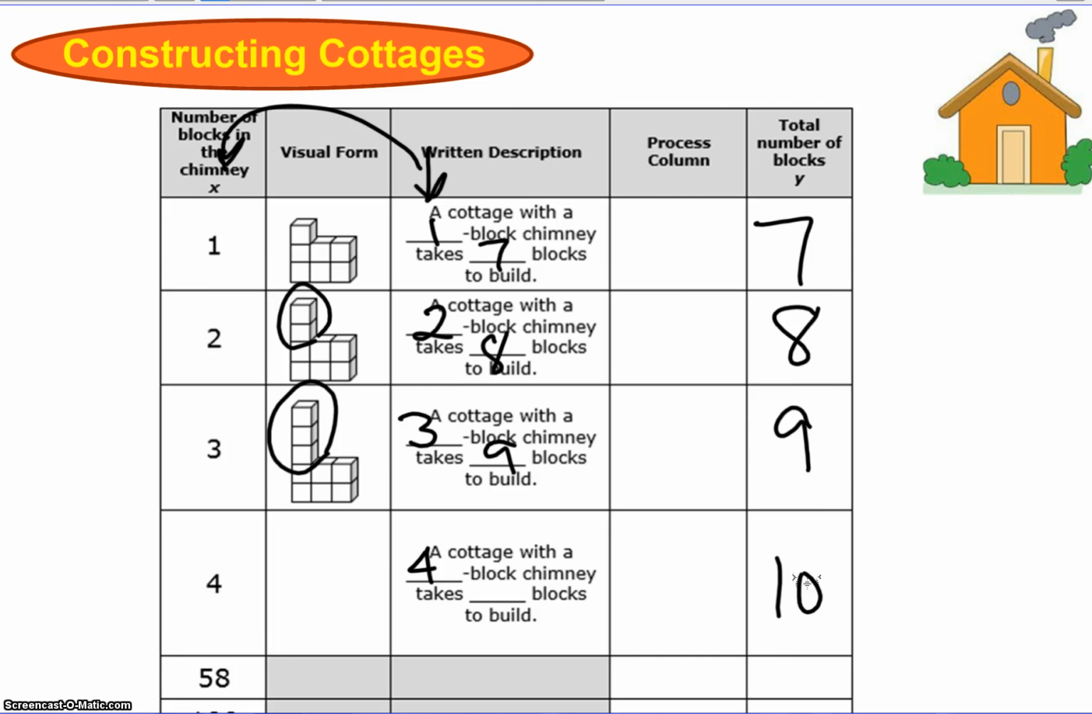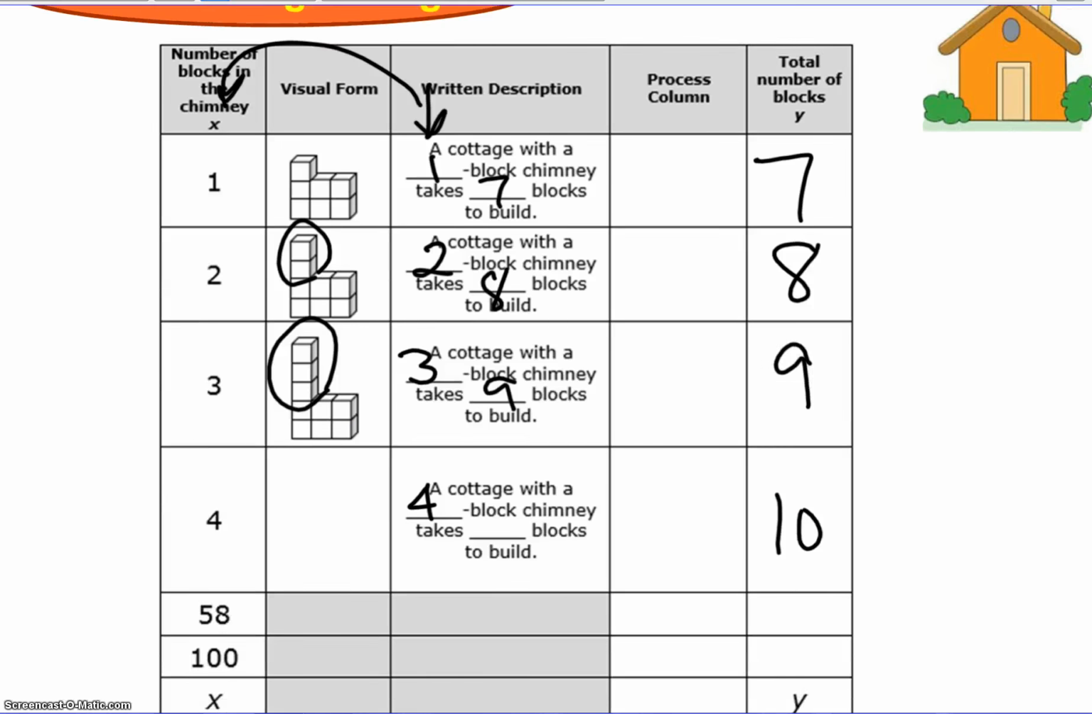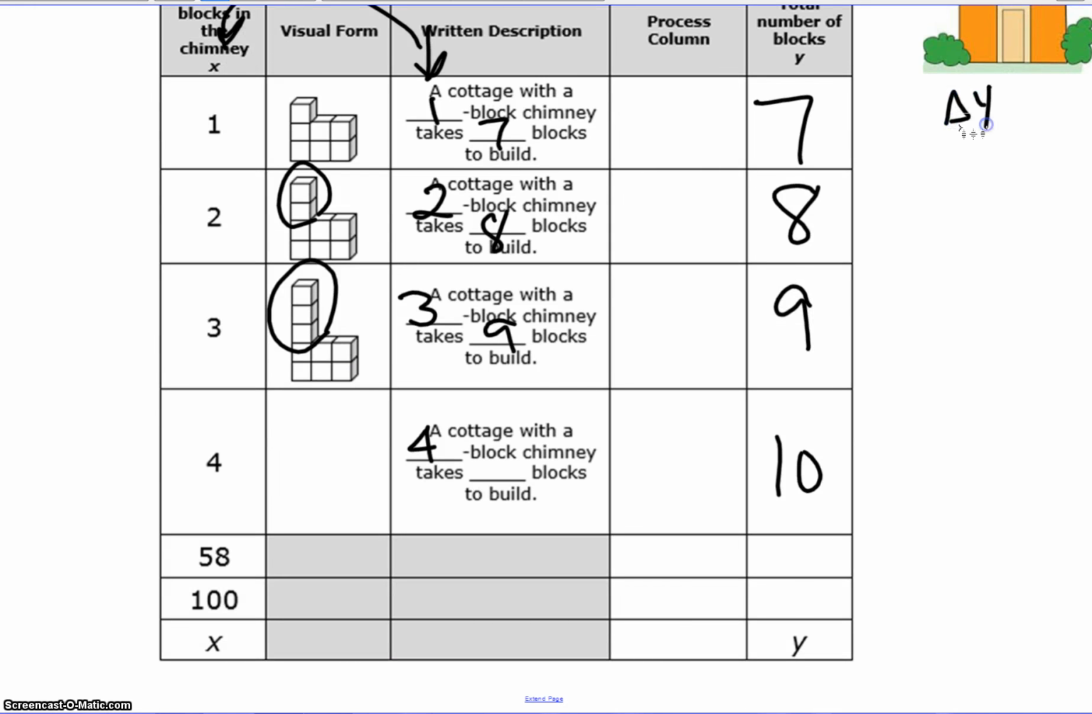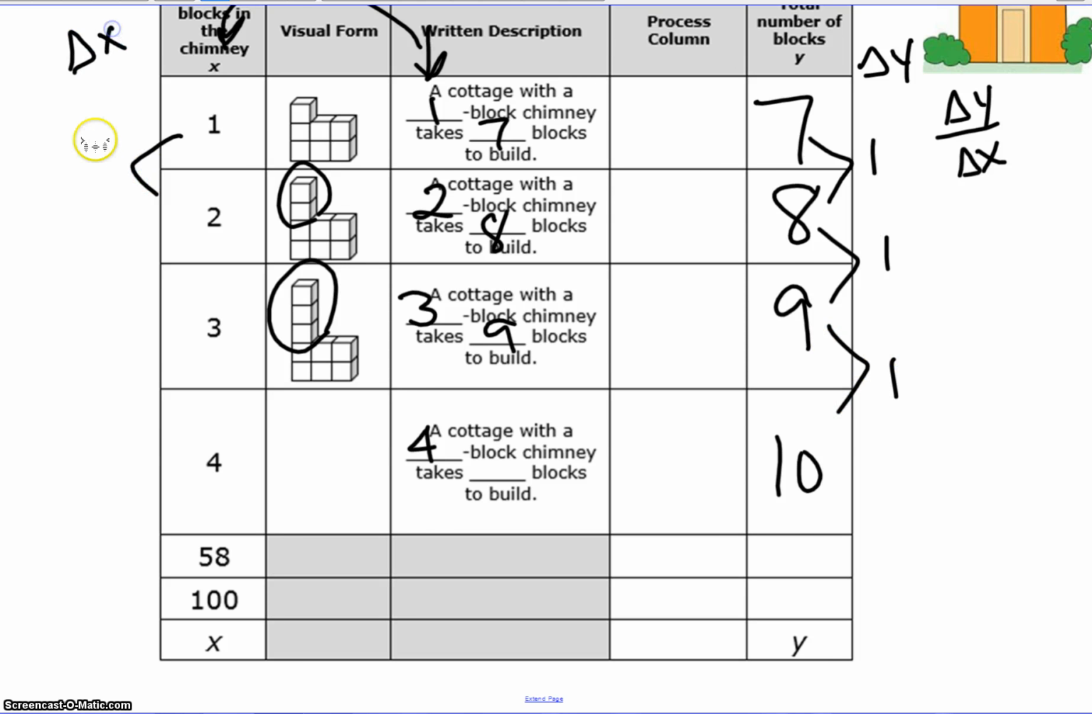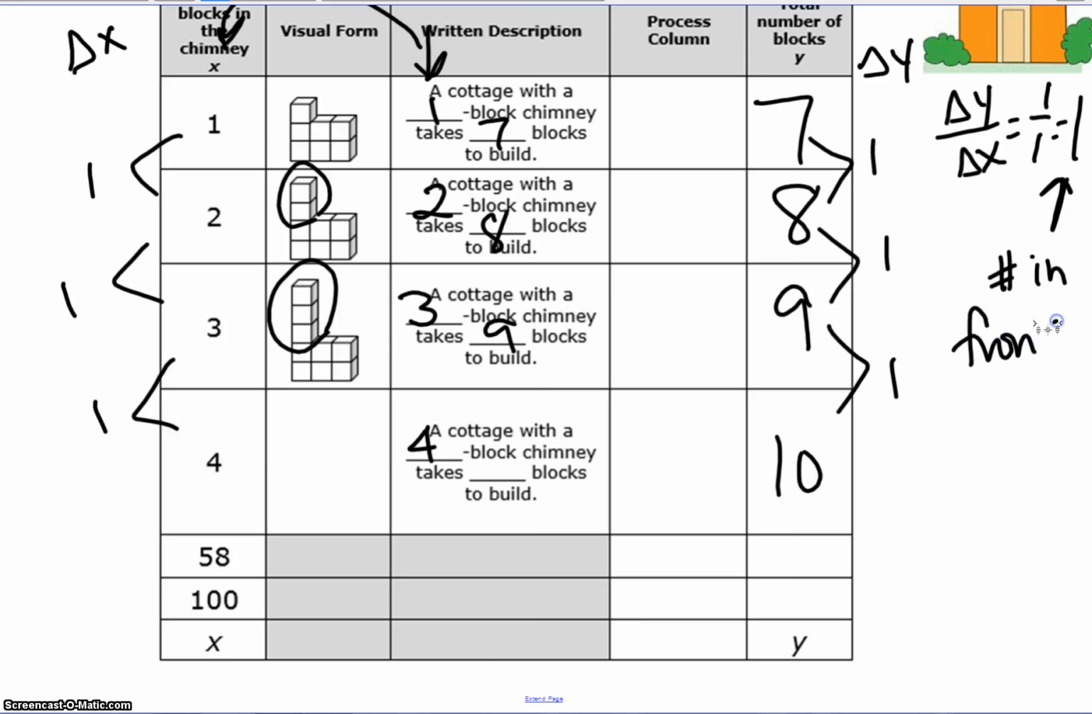So if you remember from our last example, in order to find our coefficient for our linear equation, we do change in y divided by change in x. So our change in y is going to be 1. And then our change in x is also going to be 1. So change in y over change in x is 1 over 1, or 1. So we know that this number becomes the number in front of x. So far we have y equals 1x.